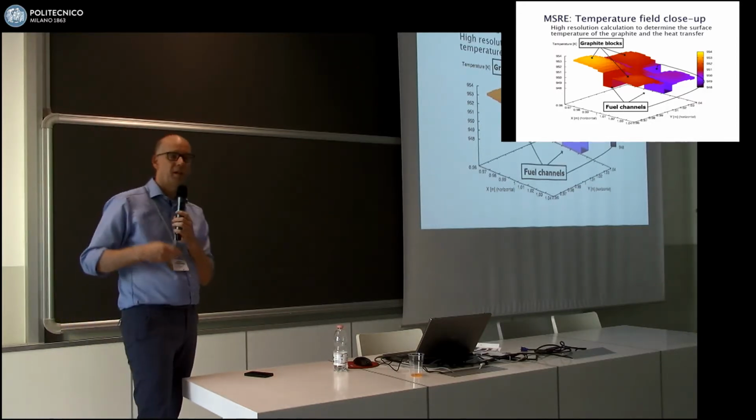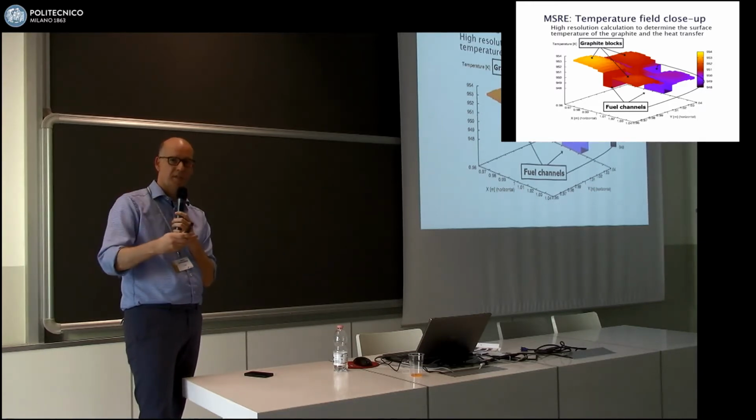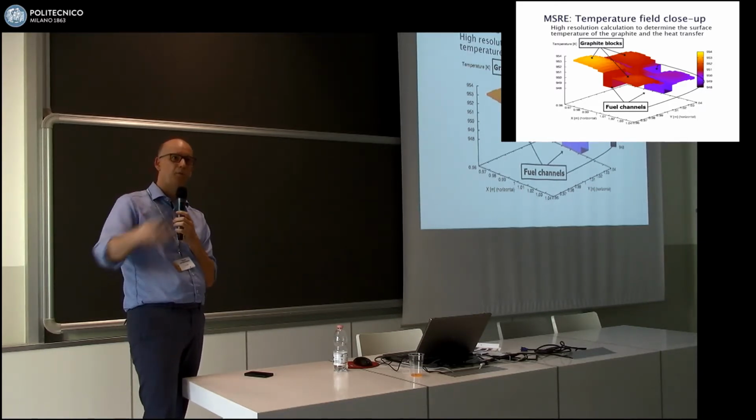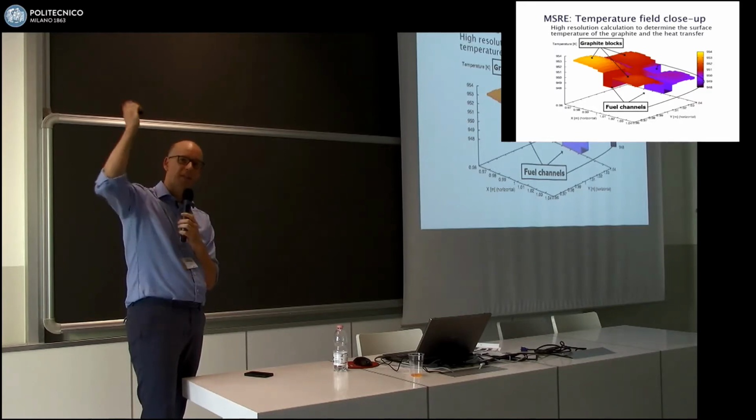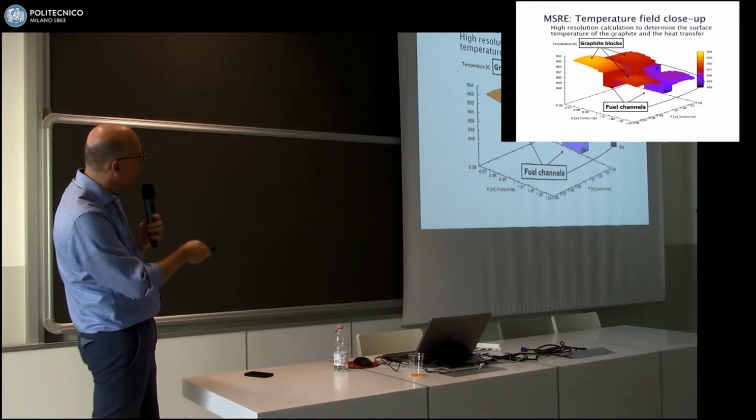So the graphite is at a higher temperature than the salt, because you deposit heat into the graphite, which then has to be removed to the salt and then convected out. And there's only a few degrees difference.